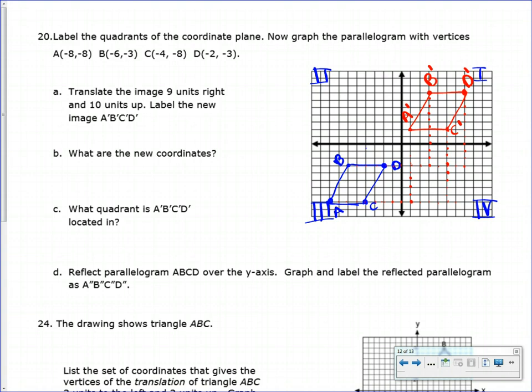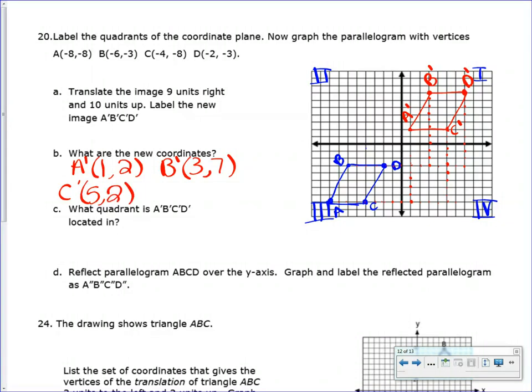What are the new coordinates? So you're just going to go through and list each of the coordinates. A prime is at 1, 2. B prime is at 3, 7. C prime is at 5, 2. And D prime is at 7, 7. What quadrant is A prime, B prime, C prime located in? Well, it's in quadrant 1 because we labeled that.